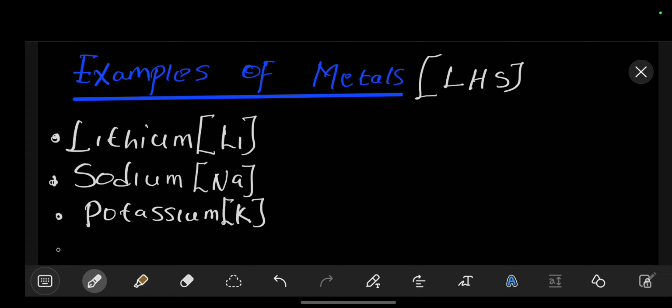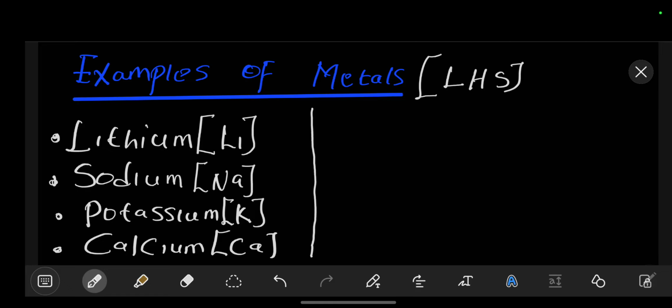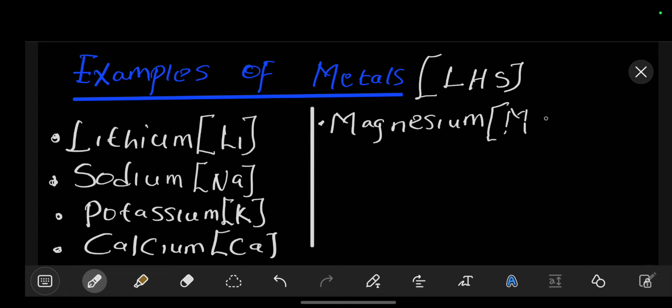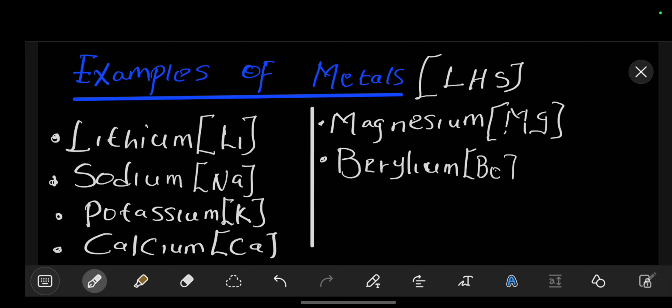All right. Another good example of a melter is calcium. Calcium is Ca. Another good example of a melter is magnesium. Magnesium, and that symbol is Mg. Another good example of a melter is beryllium. Beryllium is a melter, and that is Be, the symbol, right?